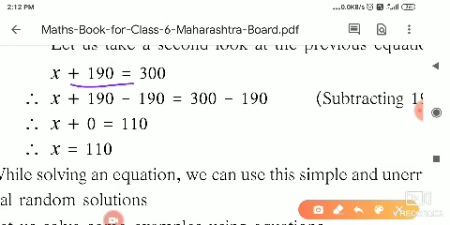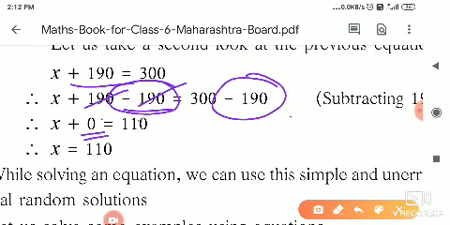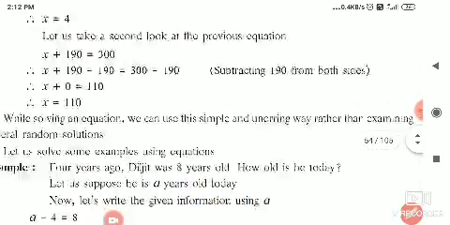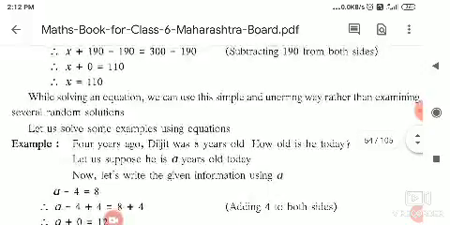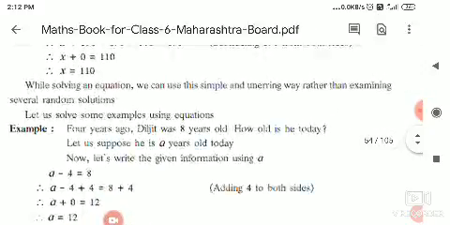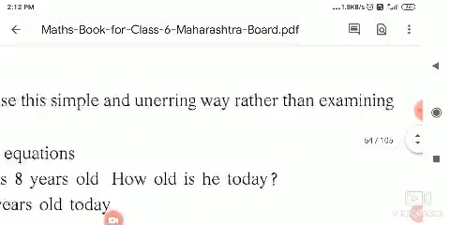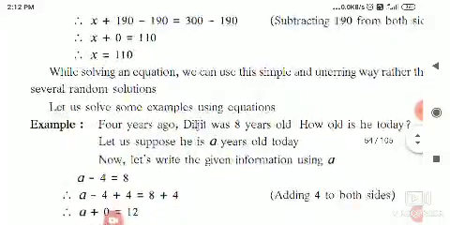Here plus 190 is there. When we have to cancel this 190, the opposite of plus 190 is minus 190. So plus 190 minus 190 gets cancelled, and the answer becomes 0. On both sides we have to add or subtract the same number. So negative 190 is added on both sides. 300 minus 190 is equal to how much? 110. That is the distance between the school and the shop. So while solving the equation we can use a simple and unerring way rather than examining several random solutions.